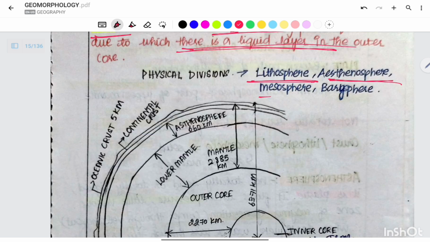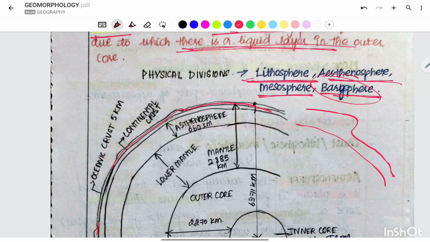The chemical divisions are the crust, continental and oceanic crust, mantle, and then we have the core. The physical divisions are lithosphere, asthenosphere, mesosphere, barysphere. We are not even speaking about core and mantle here. Lithosphere is, first, the continental crust, then the oceanic crust. This is how the differentiation has been done.